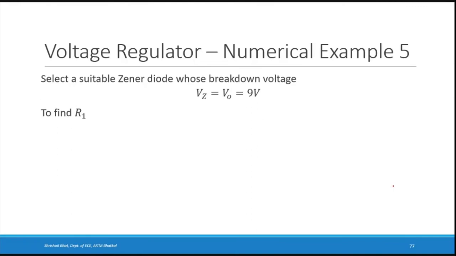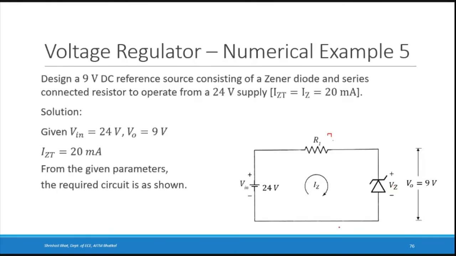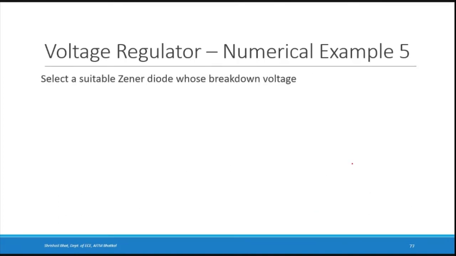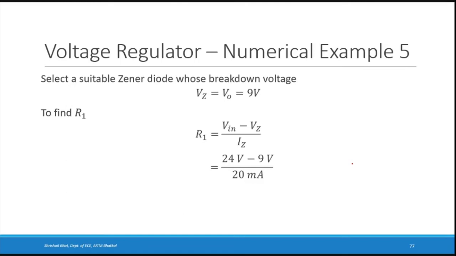Right. So then you have to find the resistance R1. How to find resistance R1? Just apply Kirchhoff's voltage law. V in minus Vz divided by R1. So R1 is V in minus Vz divided by Iz. V in minus Vz divided by the current, that is Iz. So V in is 24, Vz is 9, Iz is given as the test current, that is 20 milliamps. You substitute, what do you get? 15 by 20.